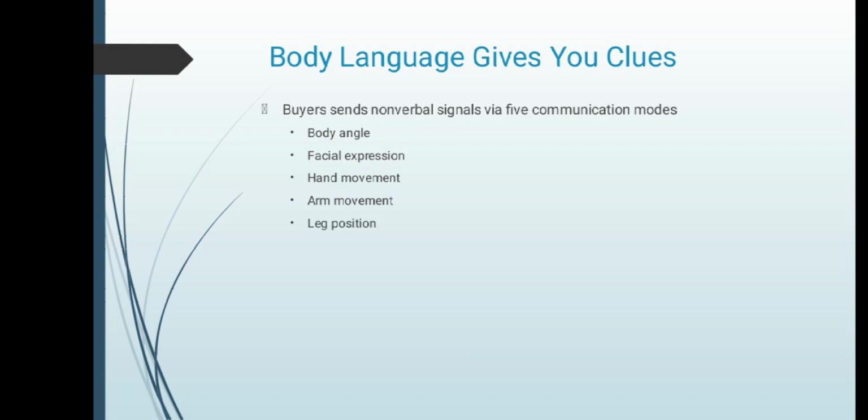Body language gives you clues. Customers communicate without uttering a word. Your ability to interpret non-verbal signals is critical, and the salesperson's skillful use and control of physical actions, gestures, and overall body position is also valuable. Buyers send non-verbal signals via 5 communication modes. First one is body angle, second facial expression, third hand movement, fourth arm movement, and the last one is leg position.